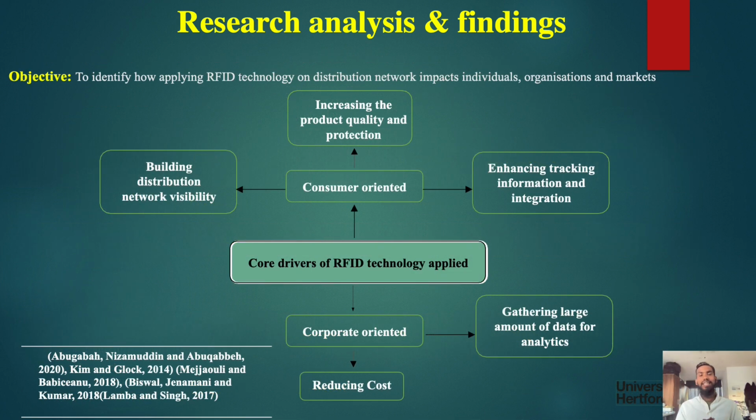Now you can see that I have found my second objective, where I intended to find how applying RFID technology on distribution networks impacts individuals, organizations, and markets. And I have two sorts of wings. The first one is customer oriented, and the second one is corporate oriented.